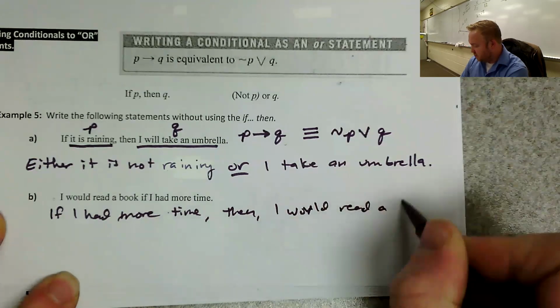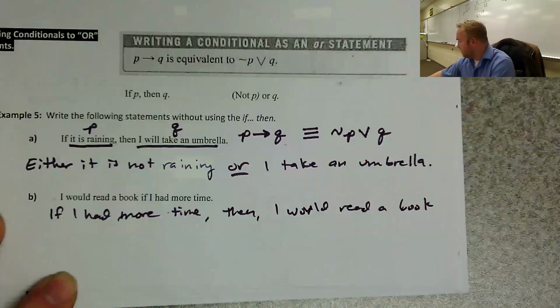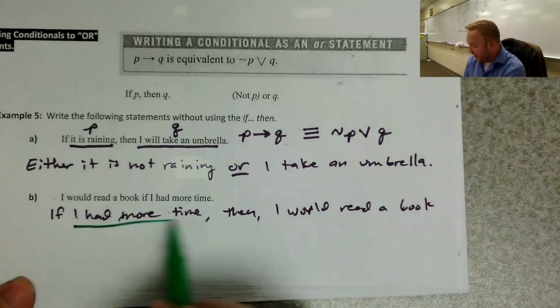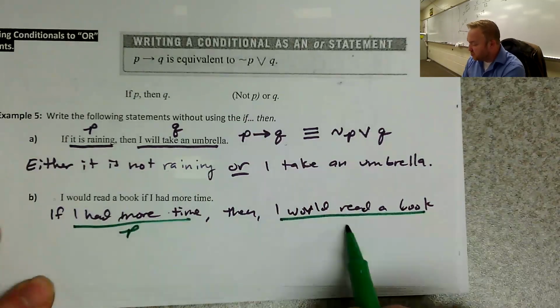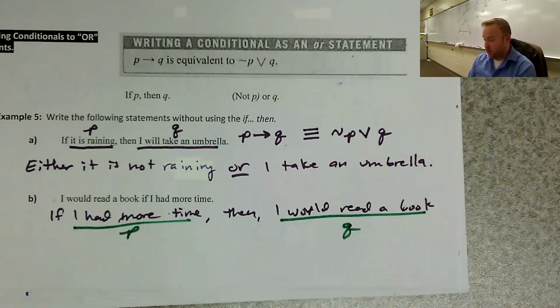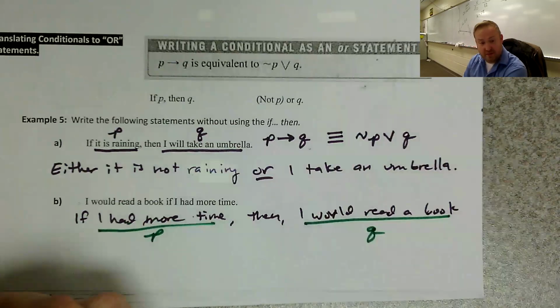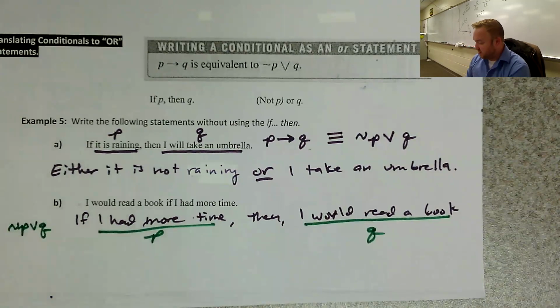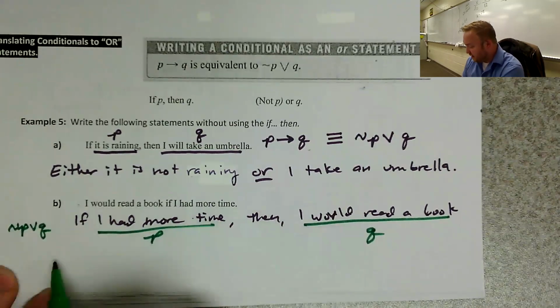Would read a book. Sorry, I'm trying to write quickly here. So the P statement is I had more time. The Q statement is I would read a book, right? Antecedent, consequent. Now, again, if we want to write this as an or statement, we just have to do not P or Q. And so we would negate P and say either.